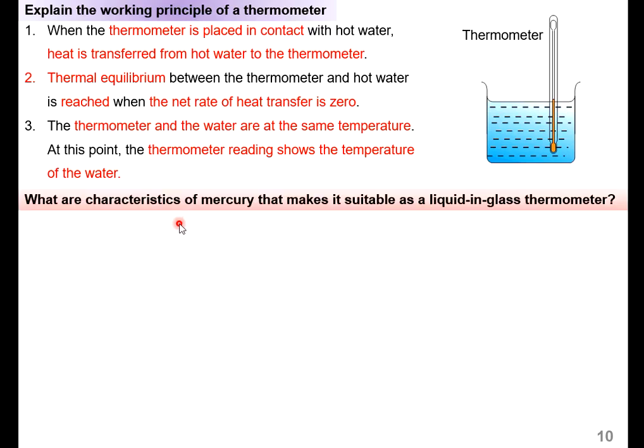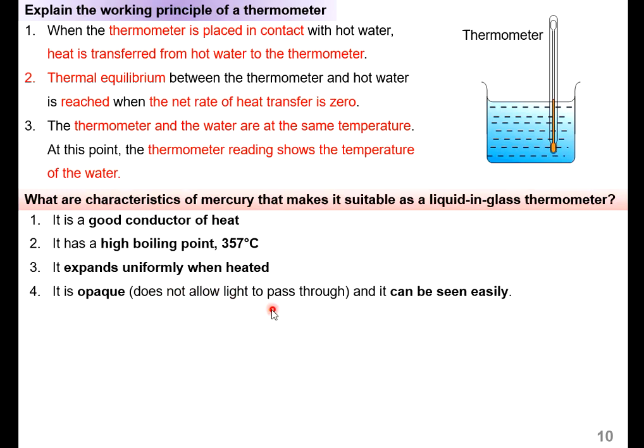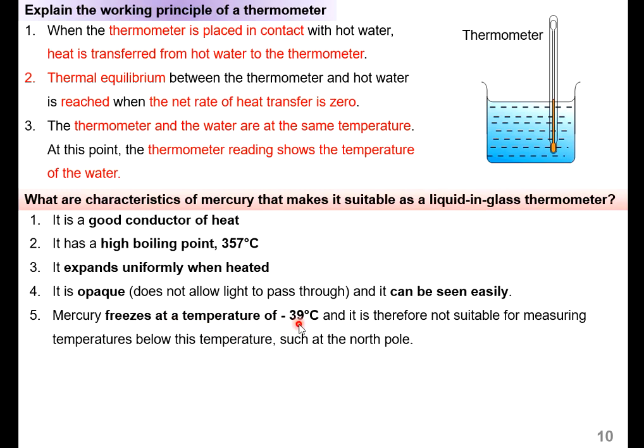What are the characteristics of mercury that make it suitable as the liquid in a liquid-in-glass thermometer? First, mercury is a good conductor of heat, which means it can detect temperature change quickly. It has a high boiling point of 357 degrees Celsius. Normally we only use it between 0 and 100 degrees Celsius, so mercury is a very good liquid in glass. Mercury also expands uniformly when heated. It is opaque, which means it does not allow light to pass through, so it is easily seen. Mercury freezes at negative 39 degrees Celsius, so it is not suitable for measuring temperatures below this, such as at the North Pole.